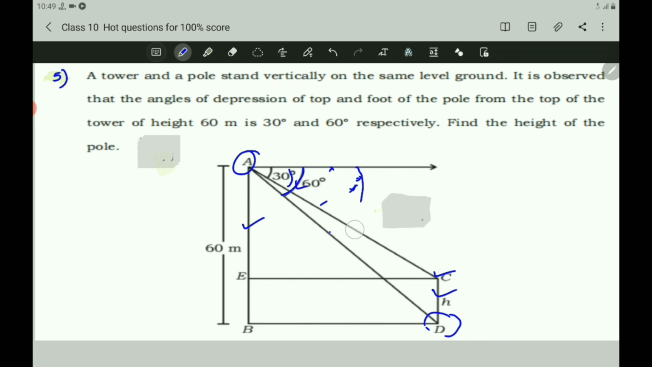Here what we have to find out? We have to find out the height of the pole. Height of the tower is given. We have to find the height of the pole, CD. Now here use the angle.